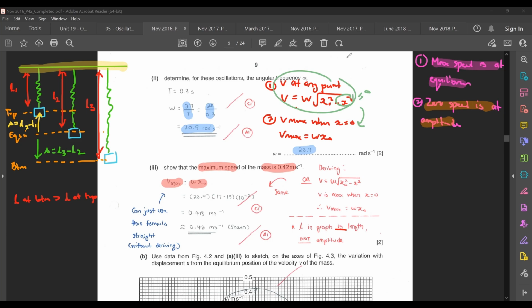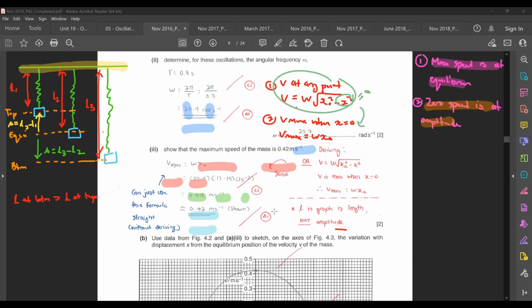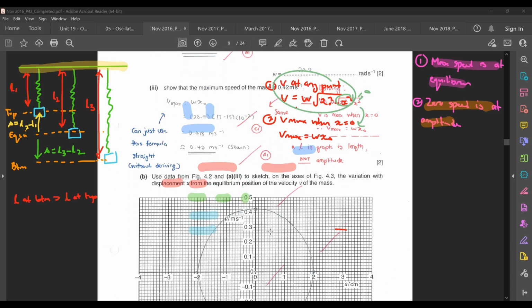So your omega you just found is 20.9. Your amplitude just now, you did indicate in your diagram, is actually 2 centimeter. Remember to change it to meter. It's 17 minus 15 centimeter, giving you 2 centimeter. So your final answer will be 0.418 meter per second. Round it up to 2SF, you're going to get the answer. Okay, so that one is for this one.